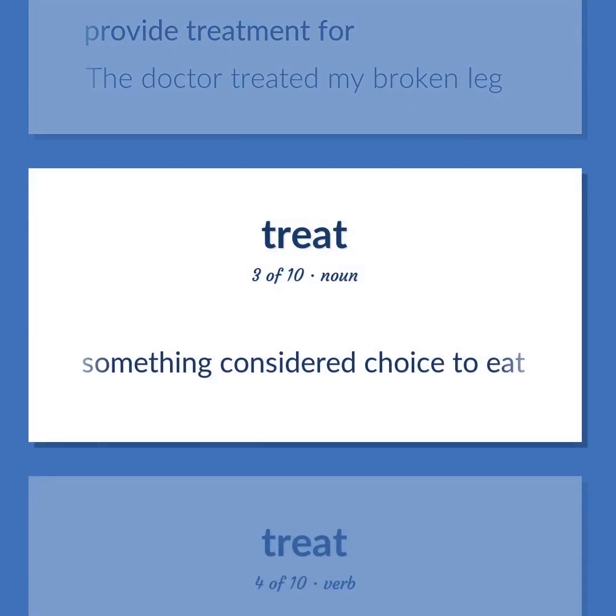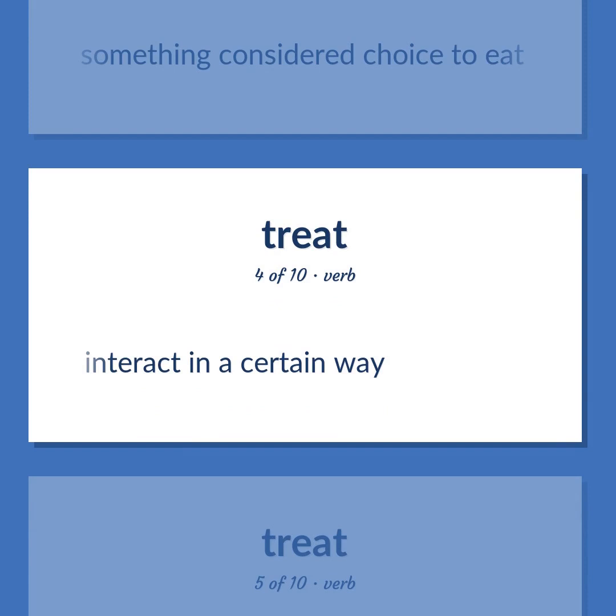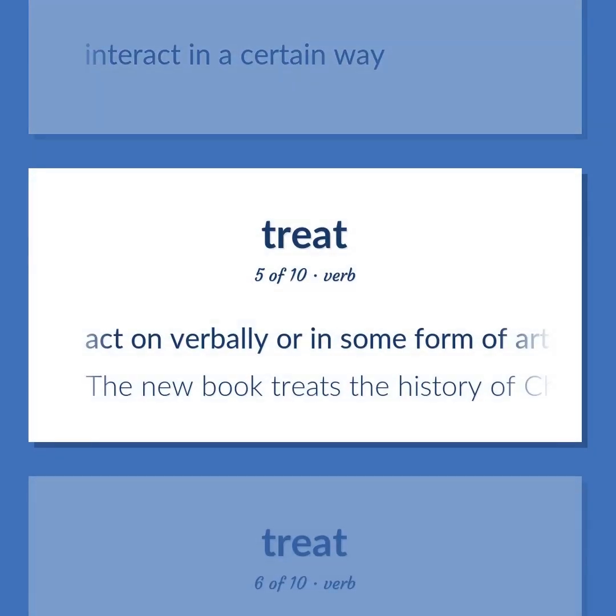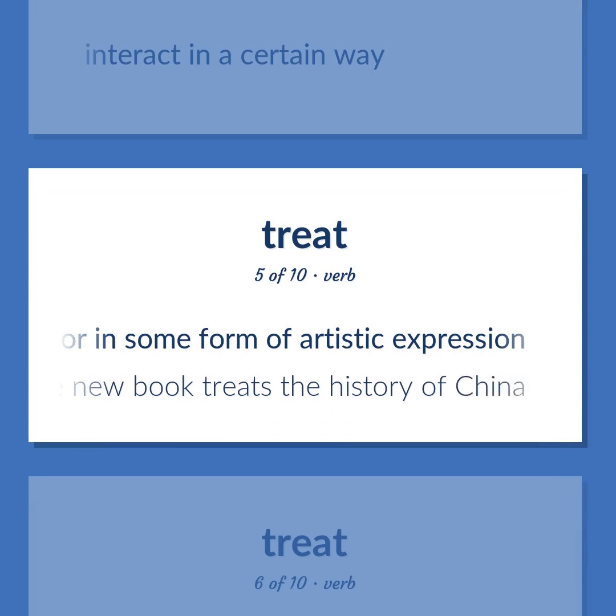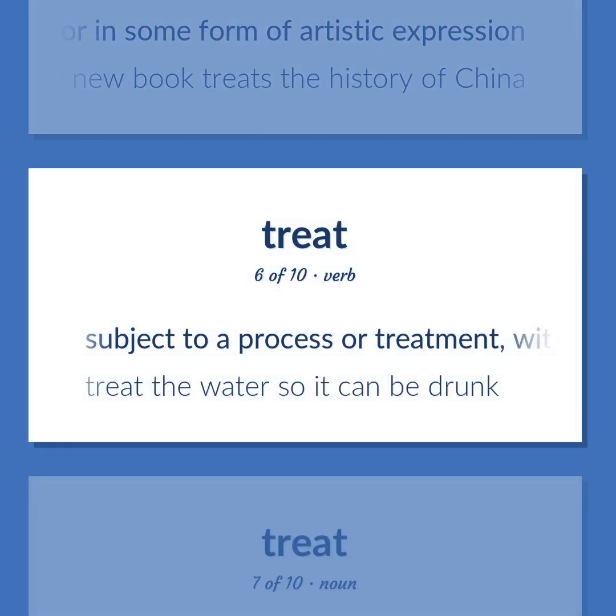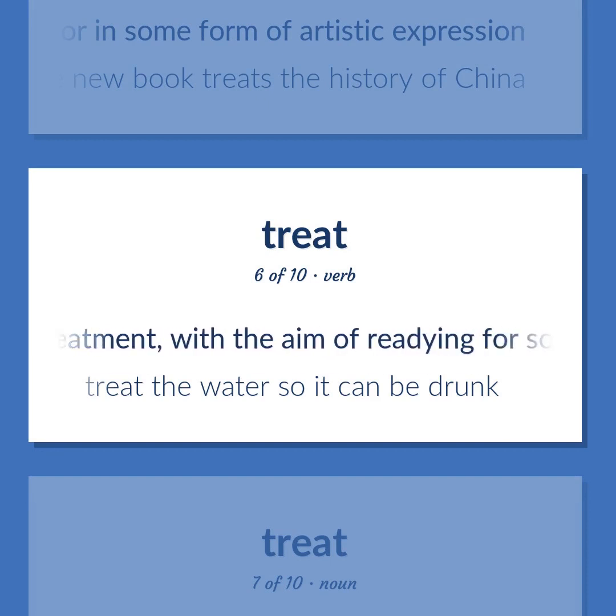Something considered choice to eat. Interact in a certain way. Act on verbally or in some form of artistic expression. The new book treats the history of China. Subject to a process or treatment, with the aim of readying for some purpose, improving, or remedying a condition. Treat the water so it can be drunk.